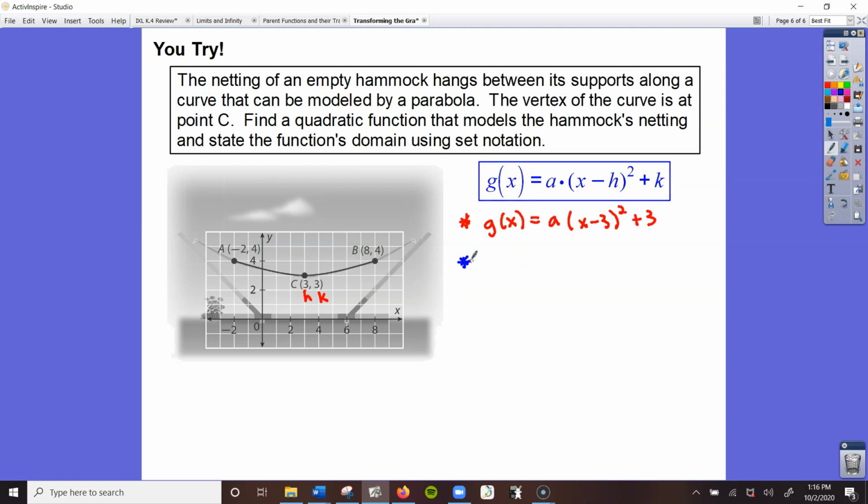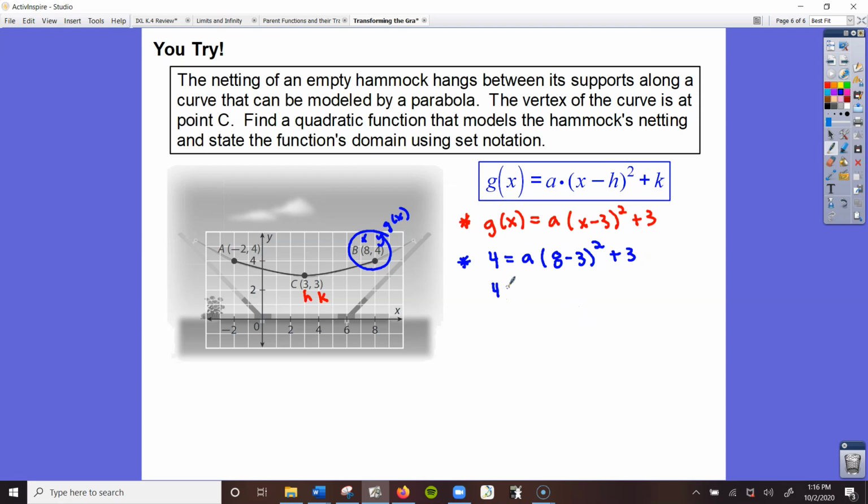So now you pick another point. Does not matter which one you choose. I'm going to choose B. And I'm going to plug in 8 for the x and 4 for the y, which is the equivalent of g of x. So instead of g of x, I'm going to write 4 is equal to a times x minus 3, so 8 minus 3 squared plus 3.